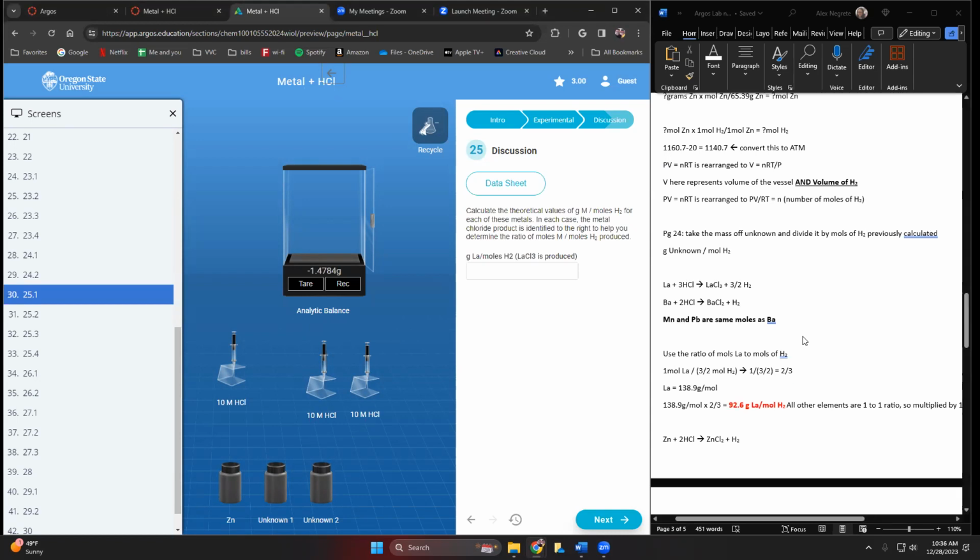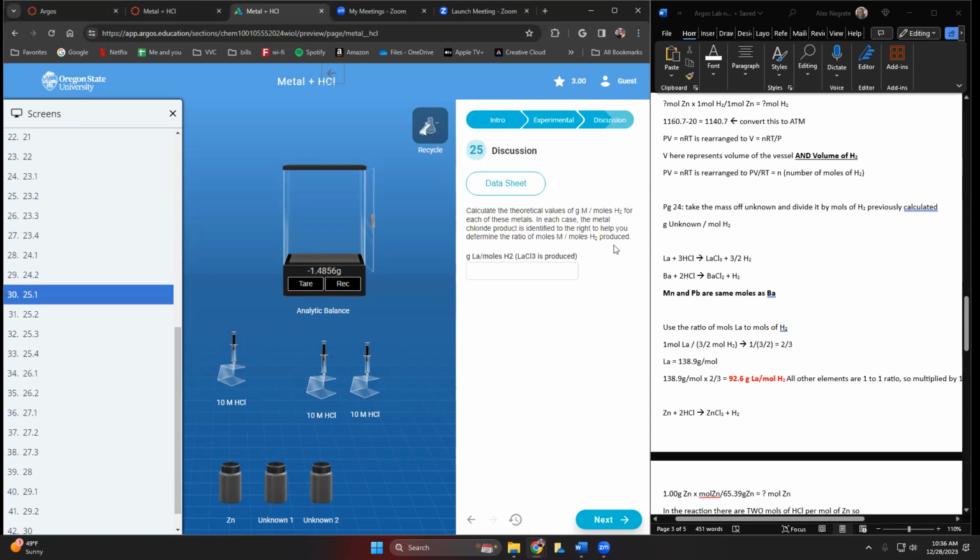This one here takes a little bit of understanding because we do have to write a reaction, which I've given to you here. So lanthanum is a metal, and we're going to add some hydrochloric acid to that. And we get lanthanum chloride, plus we get 3 halves of hydrogen gas.